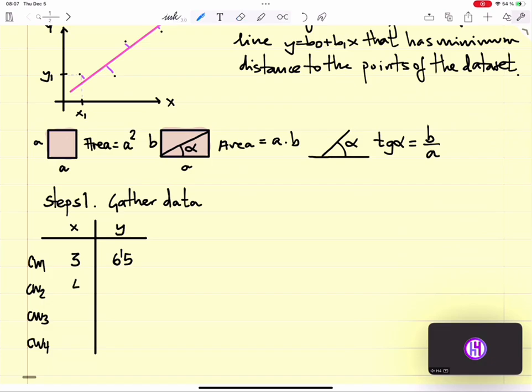So 4, 8.5, 6, 13, and 3, 3.5. Okay. So this, the gather data, is something that I give you, so you don't need to take care of it very much.